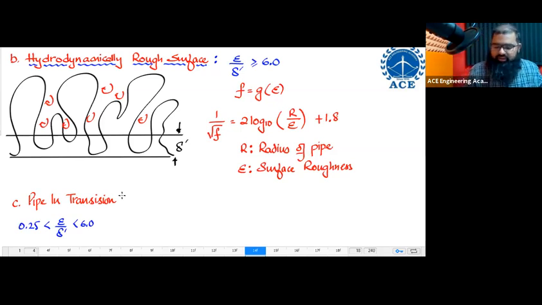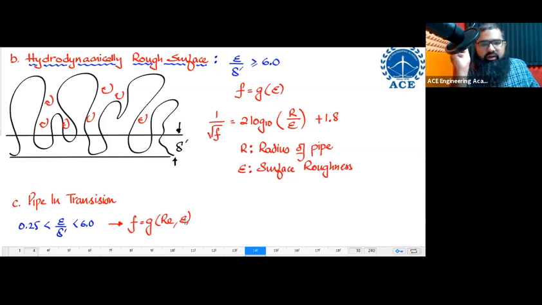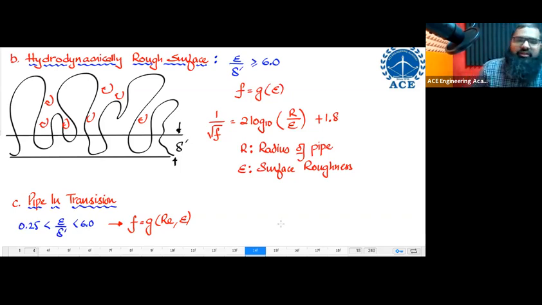Okay, pipe in transition. In this particular case, what should happen? The friction factor over here should be a function of both Reynolds number as well as epsilon. Both Reynolds number and surface roughness are going to affect your friction factor in this particular case. So this is known as the concept of pipe in transition. You can take a snapshot of this particular slide. This is regarding the surface roughness concept.